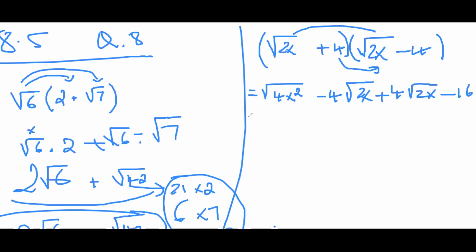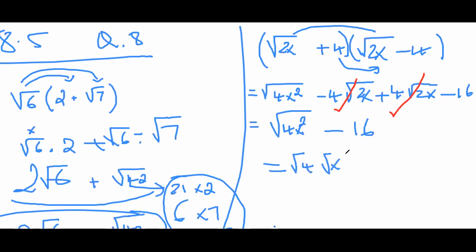What do you think happens next? We always try to simplify. So you can cross out the 4 radical 2x. These are the same, but with different signs. They cancel out. What's left is just radical 4x squared minus 16. We can say radical 4 and radical x squared, right? Because we can split them.